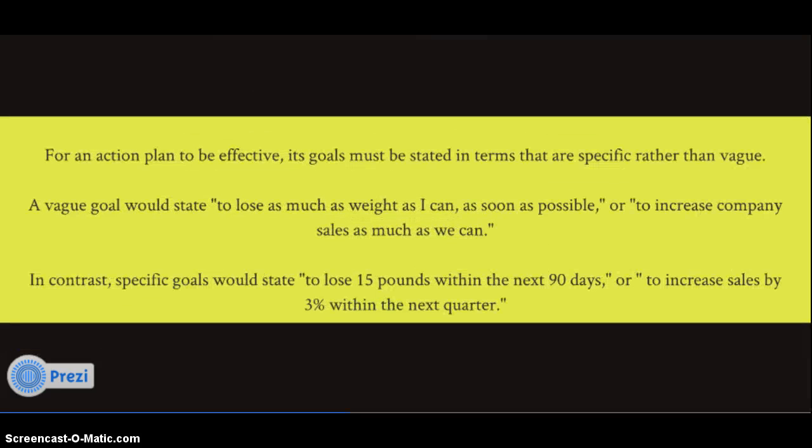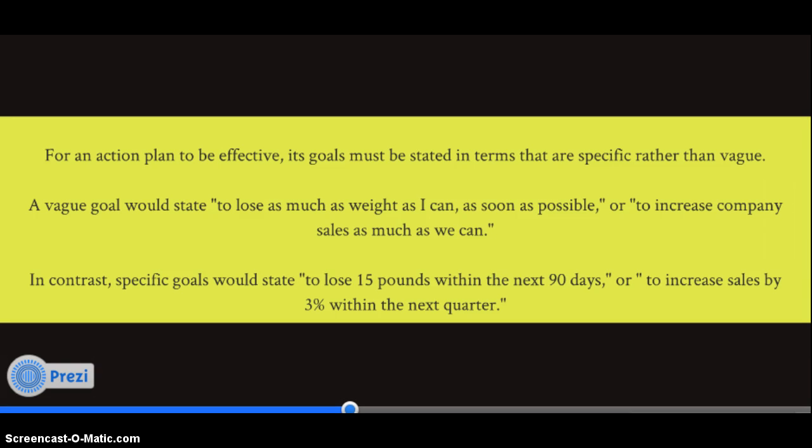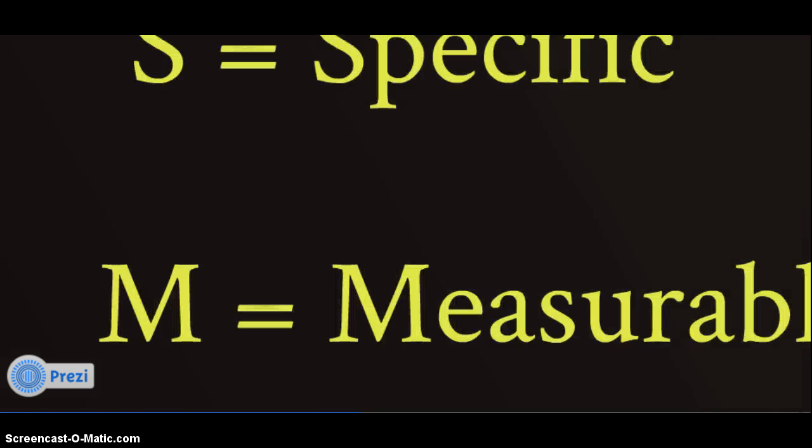For an action plan to be effective, its goals must be stated in terms that are specific rather than vague. A vague goal would state to lose as much weight as I can as soon as possible, or to increase company sales as much as we can. In contrast, specific goals would state to lose 15 pounds within the next 90 days, or to increase sales by 3% within the next quarter.